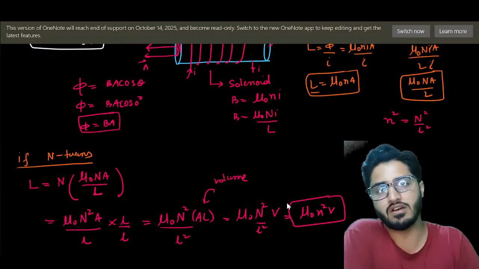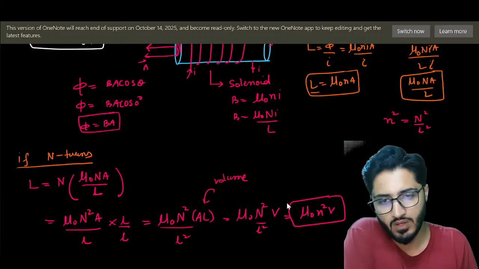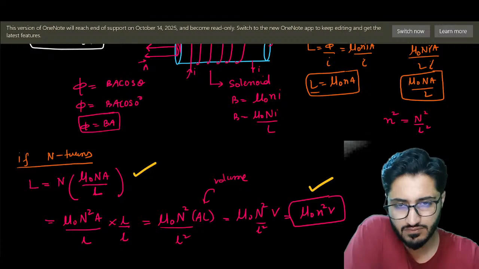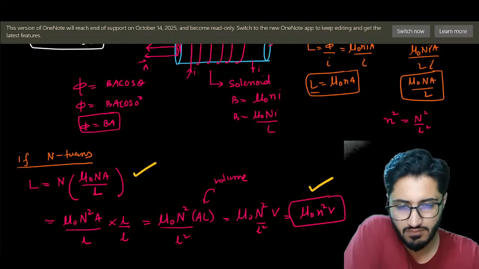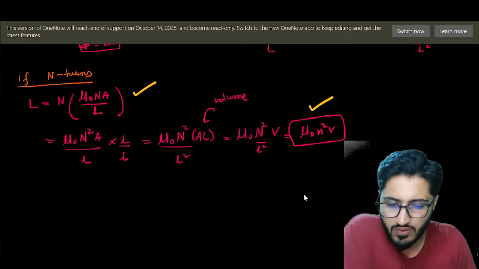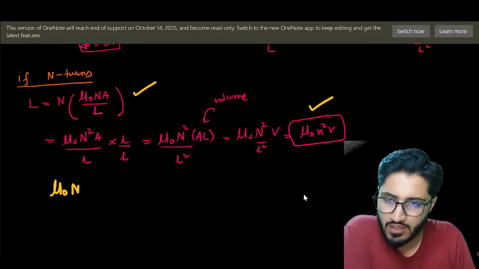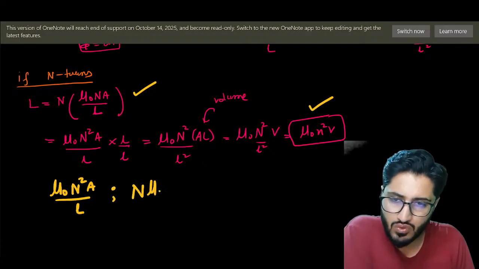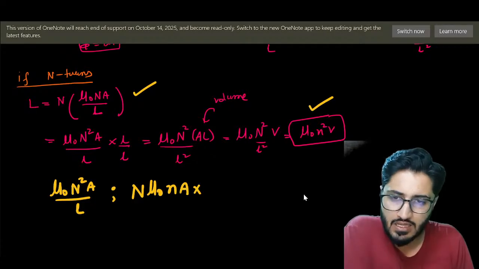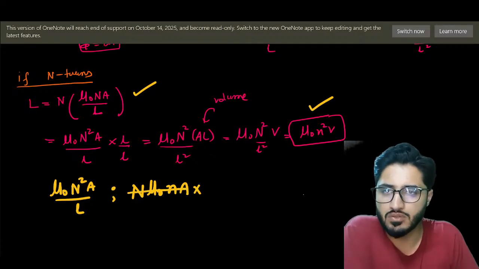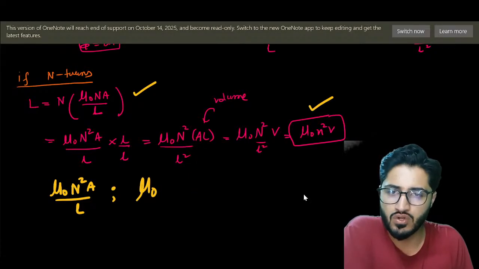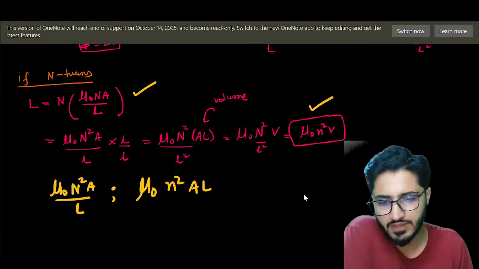So how many formulas are we having now? Look here. One formula, this formula, second, right? Done. So what can we write now? I can write mu naught N square A by L, one formula. I can write N times mu naught N A. This formula I cannot write now, because we have written it already. Then this one, mu naught n square A into L. I can write it like this also, right?